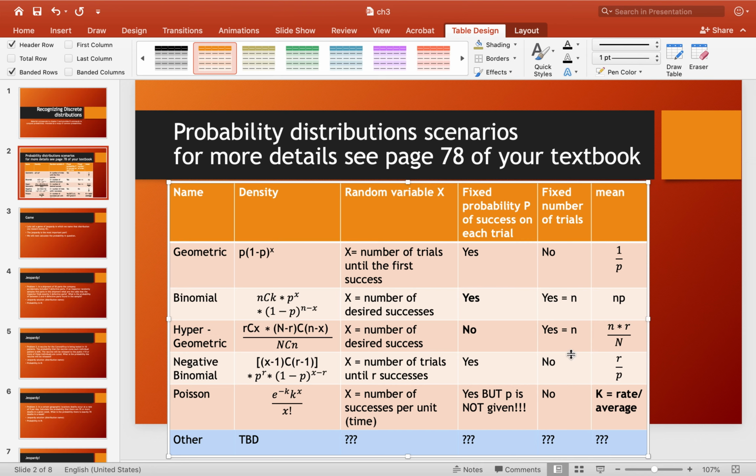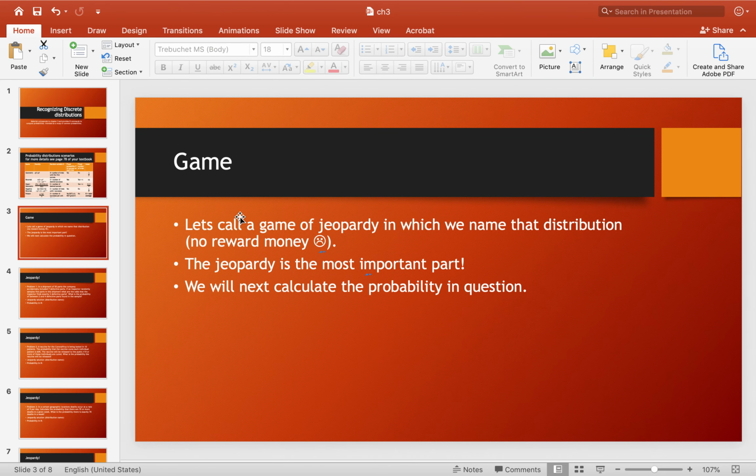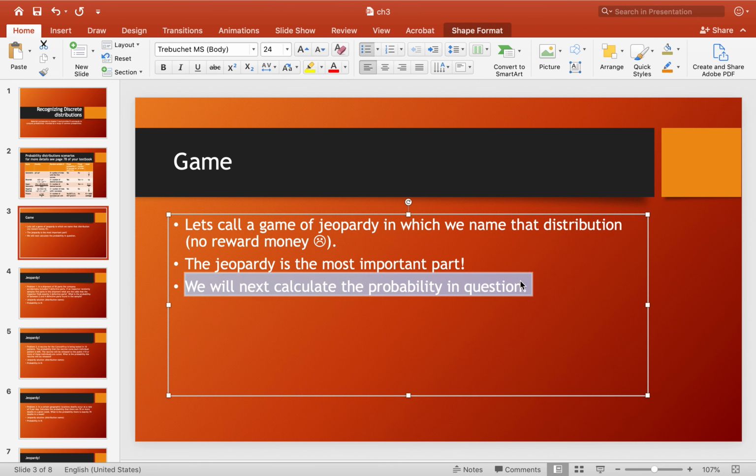So now let's test that. Let's try and recognize some of these distributions. So I have a game for us to play. We're going to play a game of Jeopardy, and we're going to name the distribution. That's going to be the hard part. And then we're going to calculate the probabilities in question with R. So our life is going to be easier because we don't have to do any hand calculations.